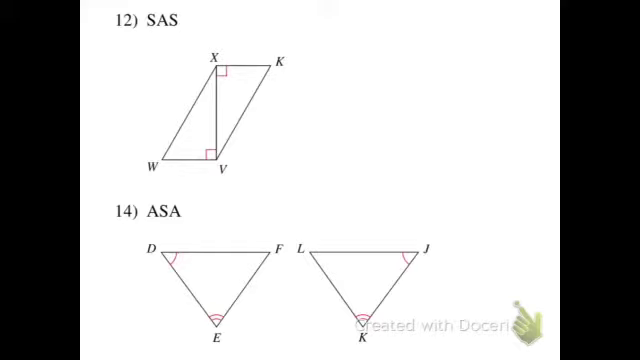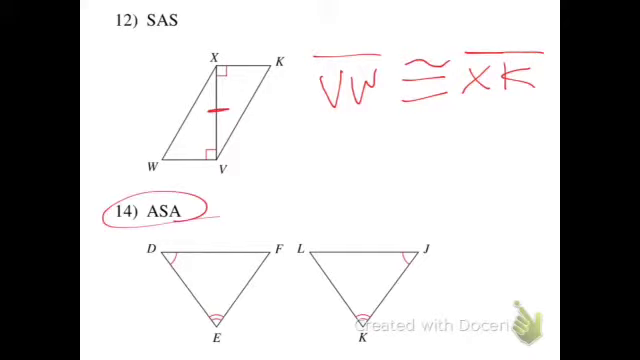On 12, we need to get side, angle, side. We know this middle side is congruent for both because of the reflexive property. So here we have side, angle, we would need this side. We have side, angle, we need this side. So we need those sides to match up. We need VW to be congruent to XK.